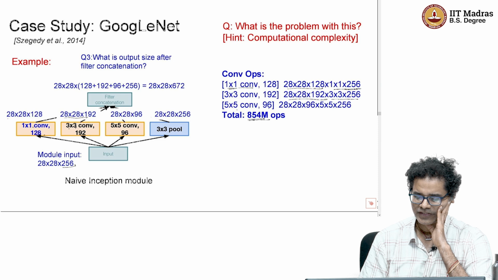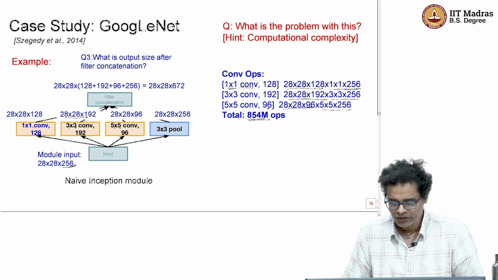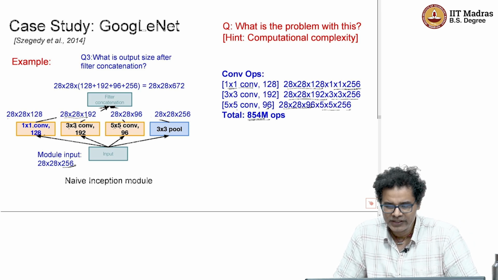For 5 cross 5 convolution with 96 channels, first of all, to even produce one pixel in this convolution output, you require 5 cross 5 cross 256 multiplications, and then we have so many pixels, so there are so many operations, and it's huge. So we want to reduce the number of operations.